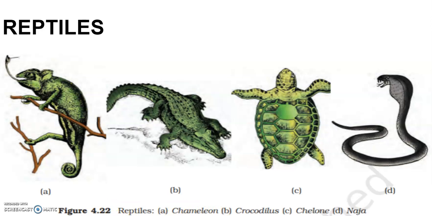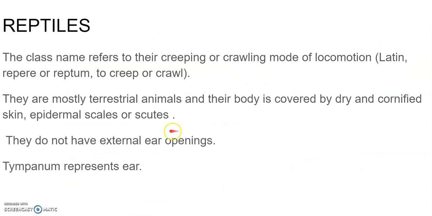Okay, you can see here chameleon is there, and Crocodilus, Chelone, and Naja. This is the Naja. What is this one? Chelone. What is this one? Crocodilus. What is this one? Chameleon. Okay, at the end of this lesson, you have one test on diagrams, one test on general characters, and one test on examples at the end of this video. Okay, watch this video very carefully, pay much attention here.